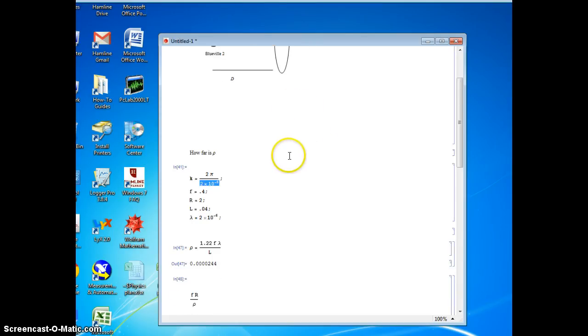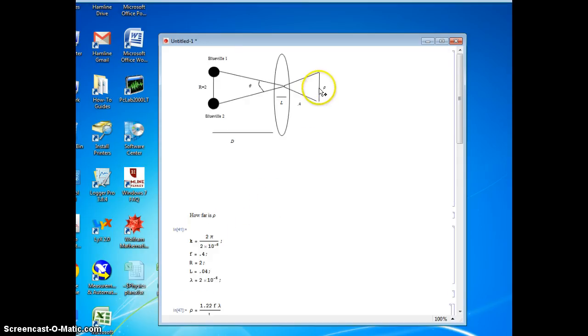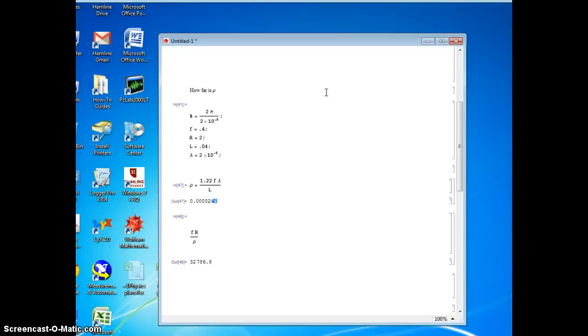So anyway, using those data values, I plugged those into the equation, and I ended up with a value of 2.4 times 10 to the negative 5 with our constraints, and that is the distance the spots would be on here. So here we're at 2 meters, and now they're really close together. So clearly this mirror is a converging mirror.